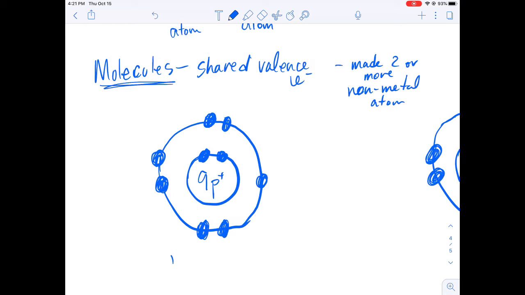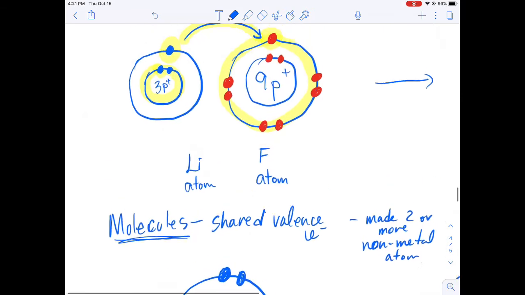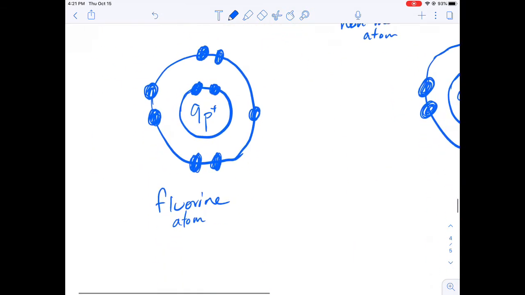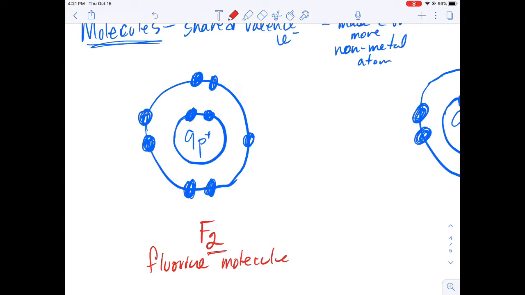So here I've got a fluorine atom. And a fluorine atom is not actually very stable by itself. We've been drawing it up here, saying we've got a fluorine atom, but they don't really exist by themselves very well because they're so very reactive. But a fluorine molecule is something that does exist, and it's F2. So that's a fluorine molecule. And if you find fluorine in nature, it is going to be diatomic, or have two atoms bonded together.